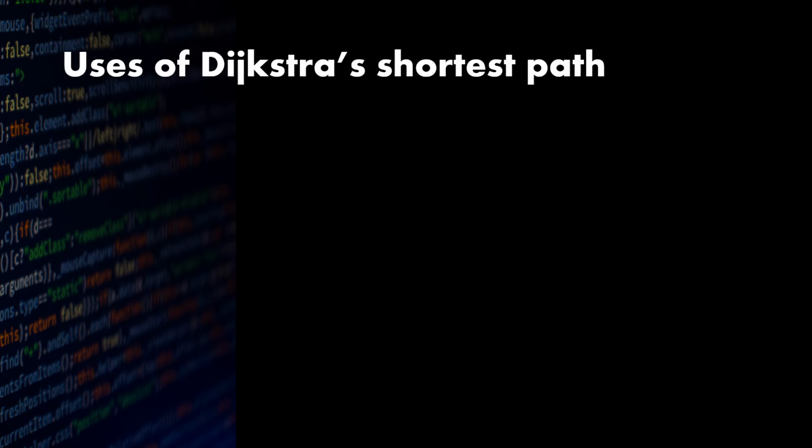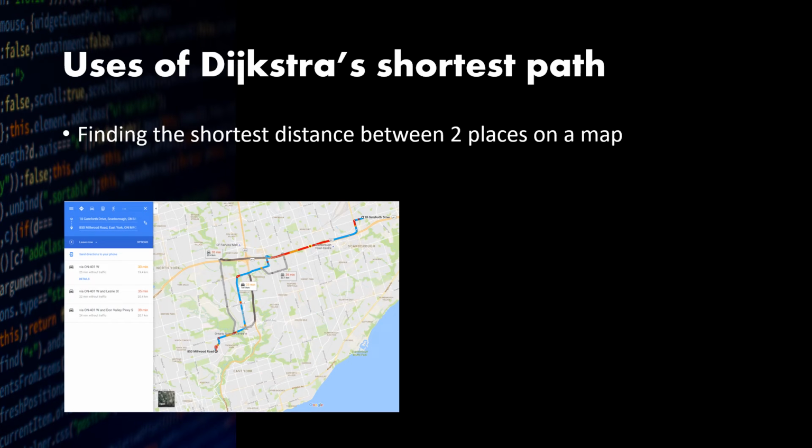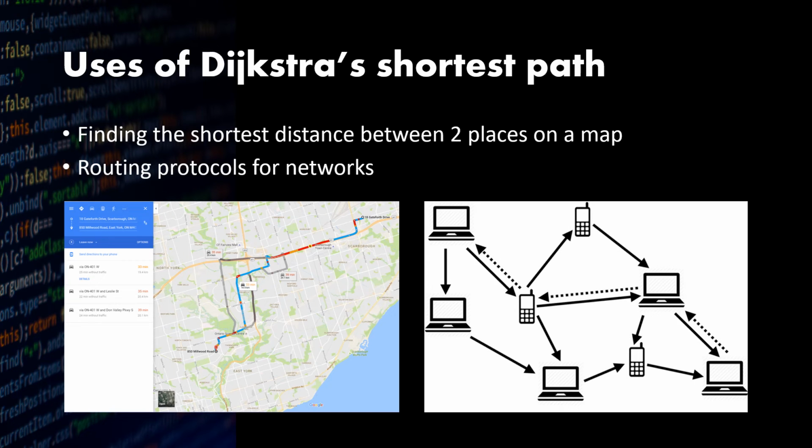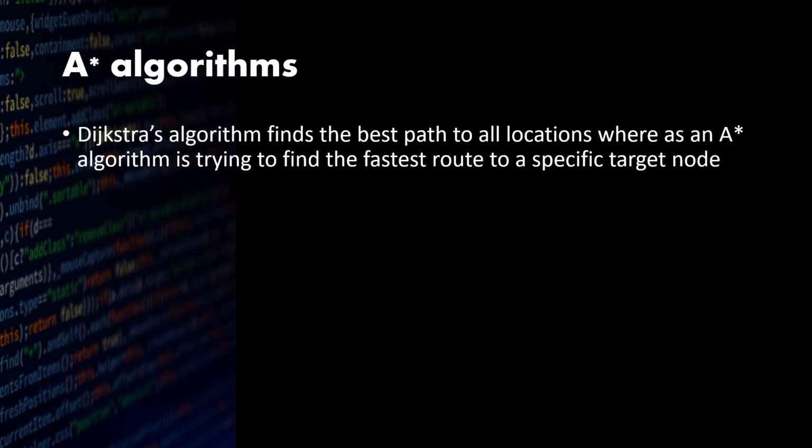Dijkstra's shortest path algorithm is useful in areas such as finding the shortest distance between two places on a map and routing protocols for networks. Dijkstra's algorithm finds the best path from a source node to all locations, whereas an A-star algorithm is trying to find the fastest route to a specific target node.